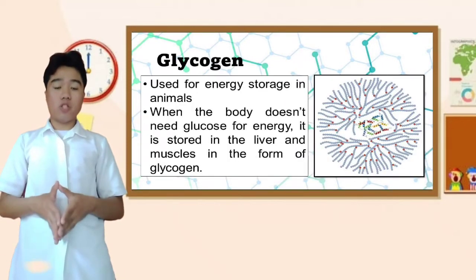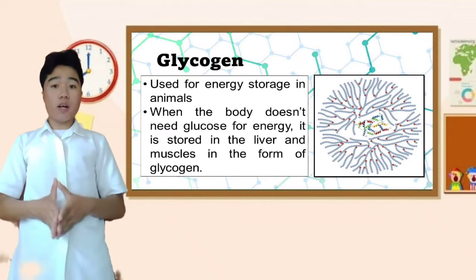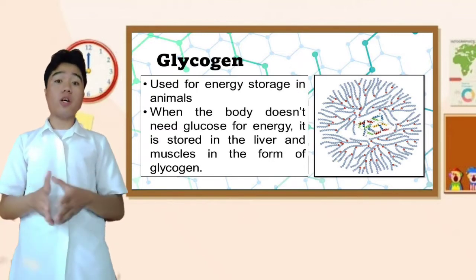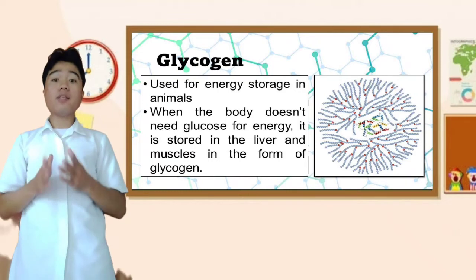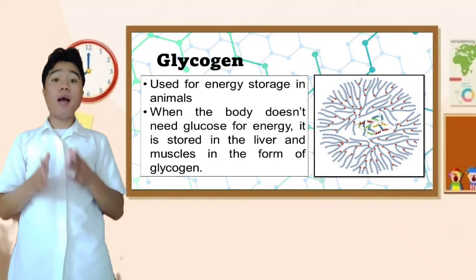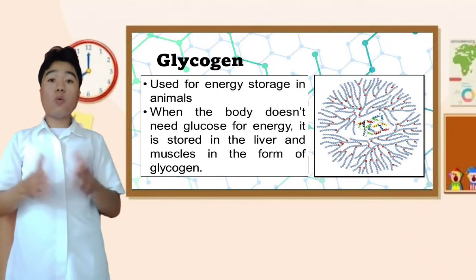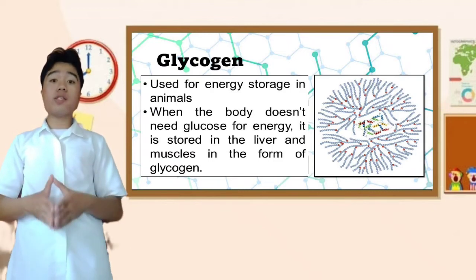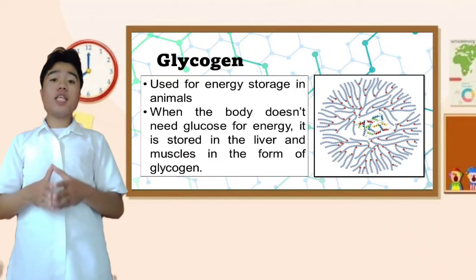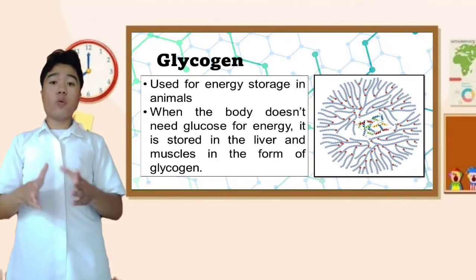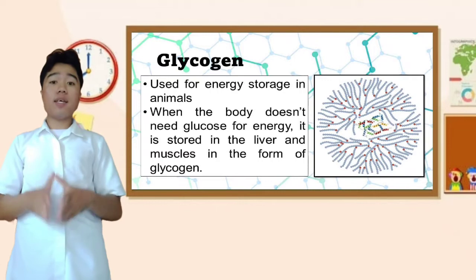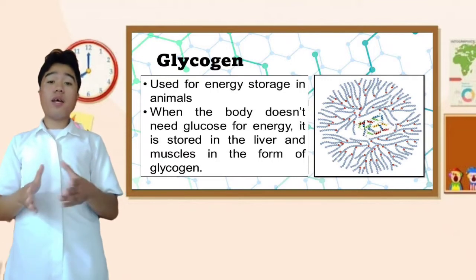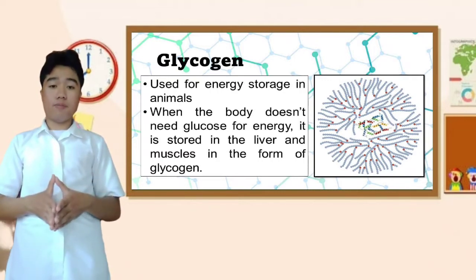Next, we have glycogen. Since starch is used for the energy storage of plants, glycogen is used for the energy storage in animals. When the body doesn't need the glucose for energy, it stores it in the form of glycogen, only in our liver and in our muscles, so whenever we need it again, it is available.